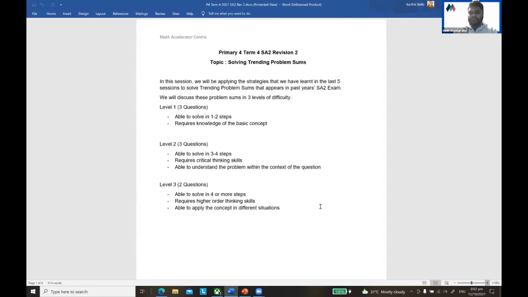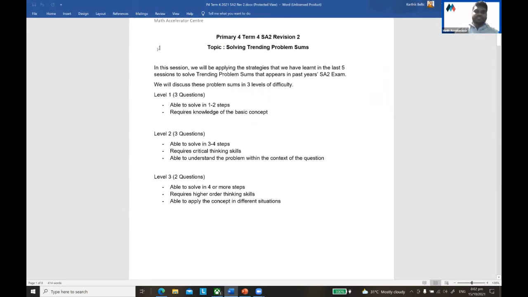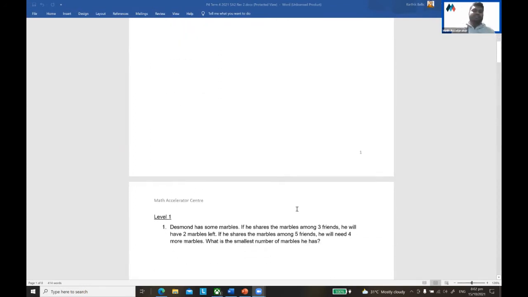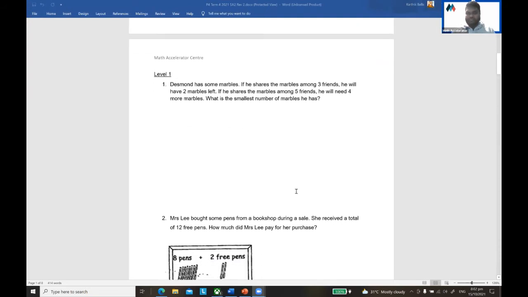Okay, so this is the overview of what we are doing today. Do you all have your worksheets printed out? If you don't, it's fine. Don't go and print out now. Just copy down the solutions, then later download it from the email. Let's get right into it, starting off with level 1 questions.